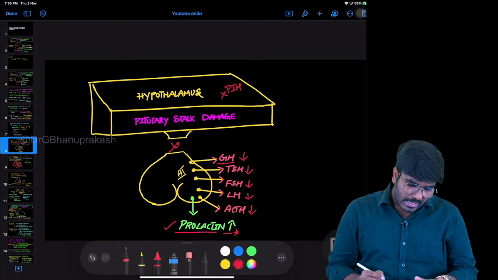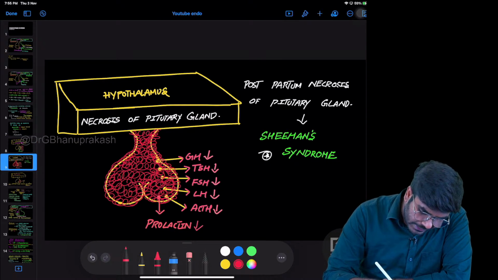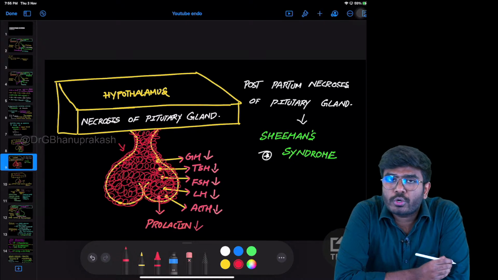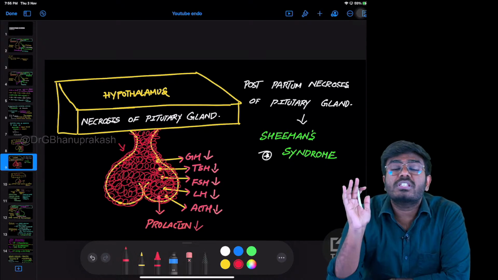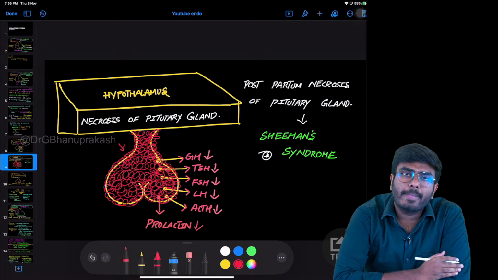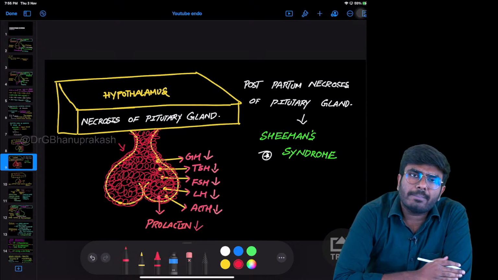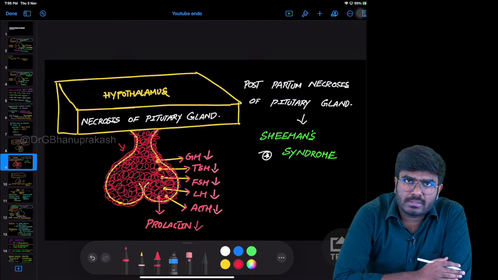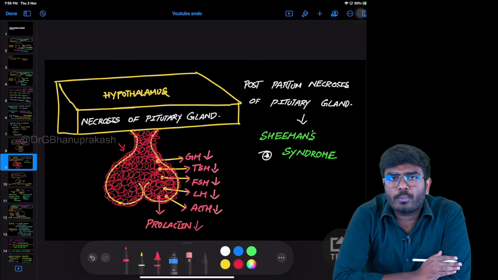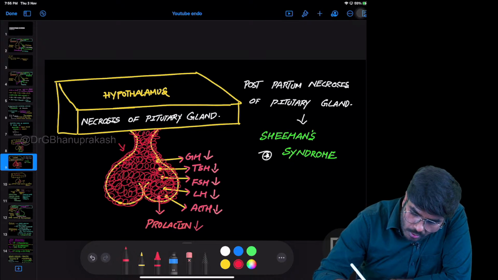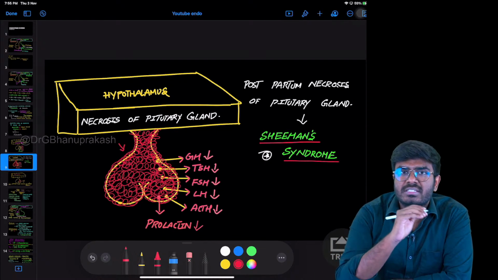Now after this, let's talk about one more scenario where the pituitary gland, what I am showing you, got totally damaged. There is a necrosis of the pituitary gland. Both the anterior pituitary and the posterior pituitary got totally damaged. Now you can ask me, why is the pituitary gland getting damaged? Total necrosis. There is a clinical syndrome called Sheehan's syndrome. Now what exactly is this Sheehan syndrome? To understand that, let's start from here.